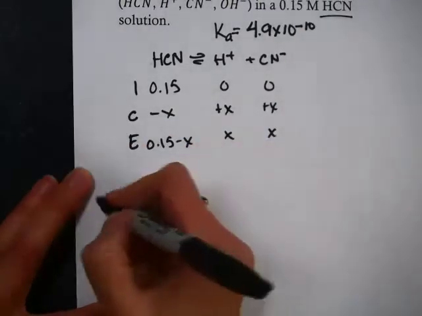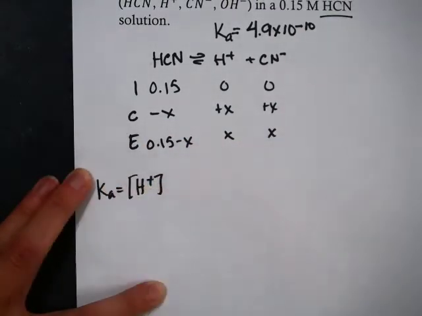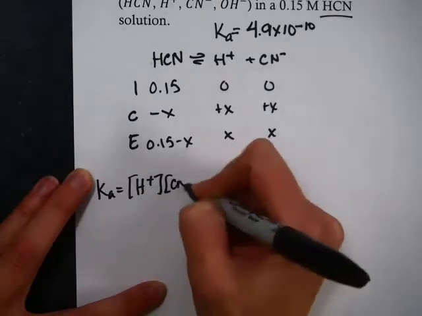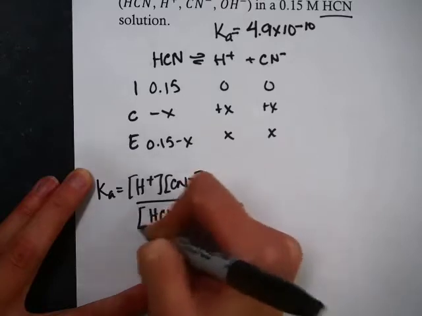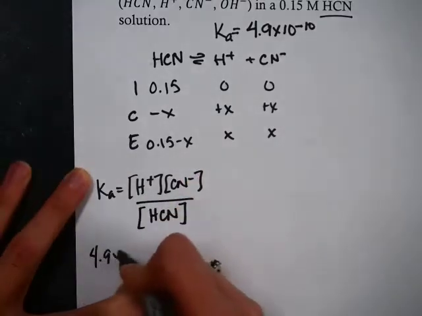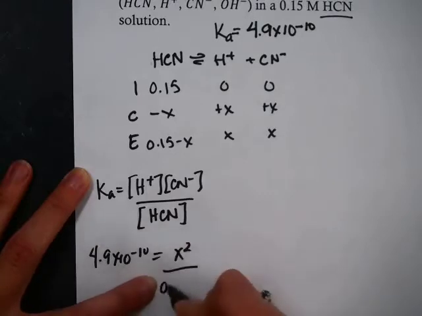All right, now I can solve for X using the Ka equation, which would be products, H plus and CN minus, on top, HCN on the bottom. X squared over 0.15 minus X.